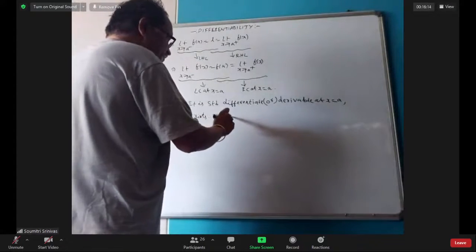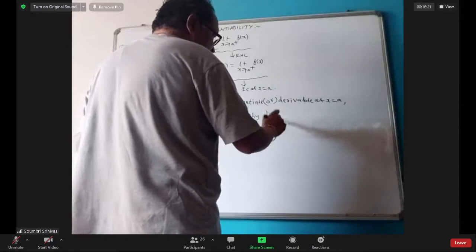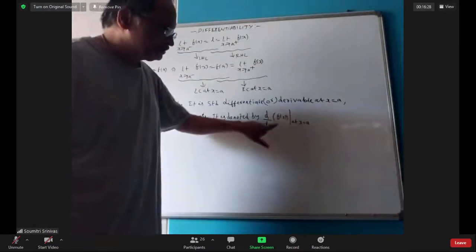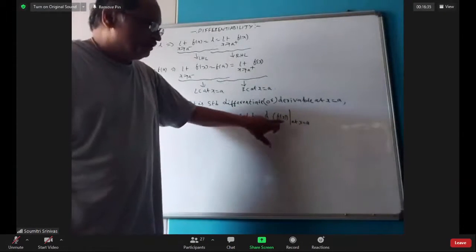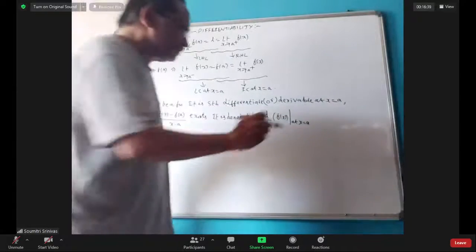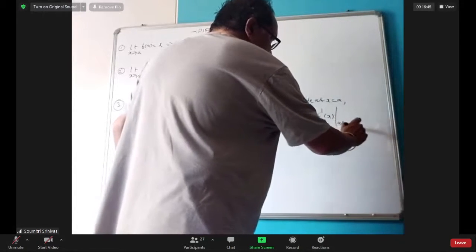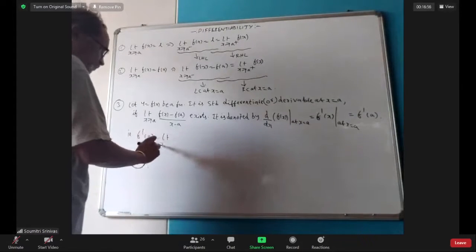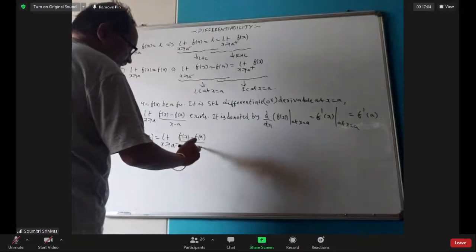It is denoted by d by dx of f(x) at x is equal to a. What does this slash at x is equal to a stand for? d by dx of f(x) being evaluated at x is equal to a. This is called f dash of x at x is equal to a. This is called f dash of a. That is, f dash of a is equal to limit x tends to a of (f(x) minus f(a)) by (x minus a).